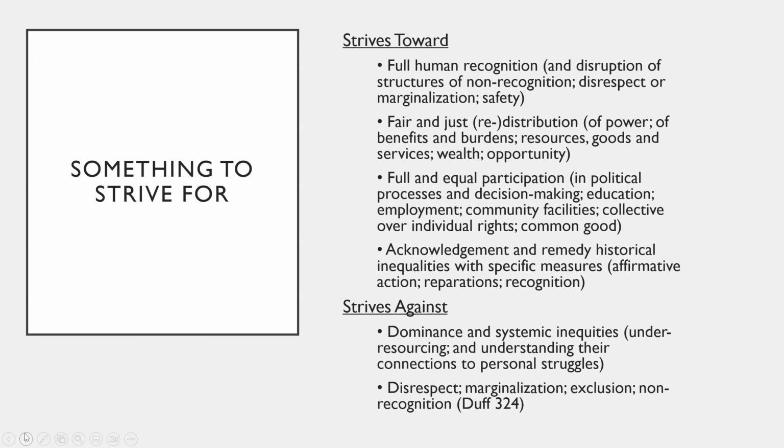Let's make some connections between community archives and social justice, which we talked about last week. If community archives respond to oppression and symbolic annihilation, the connections to social justice are clear. Community archives may strive towards social justice goals such as full human recognition, disruption of structures of non-recognition, fair redistribution of power, full and equal participation, and acknowledgement and remediation of historical inequalities.